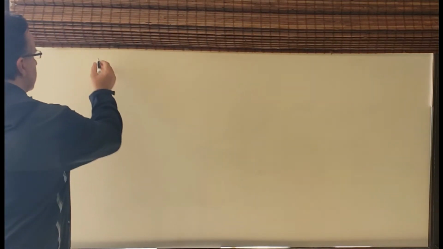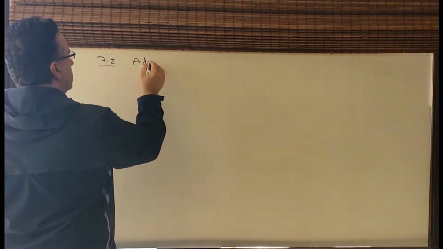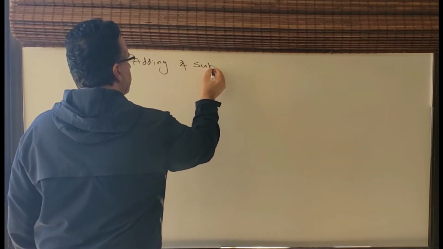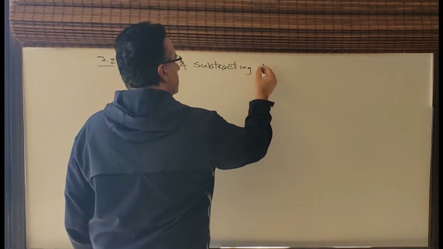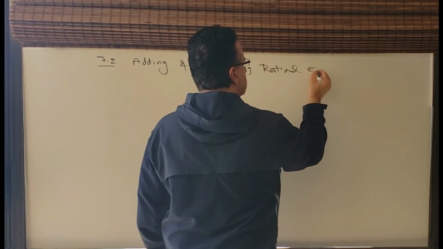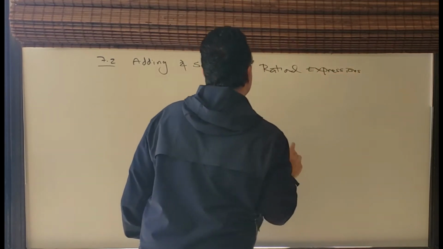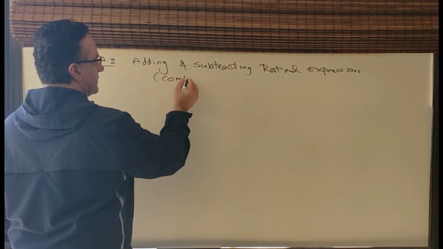So section 7.2, adding and subtracting rational expressions. The generic term that involves both of them is called combining.